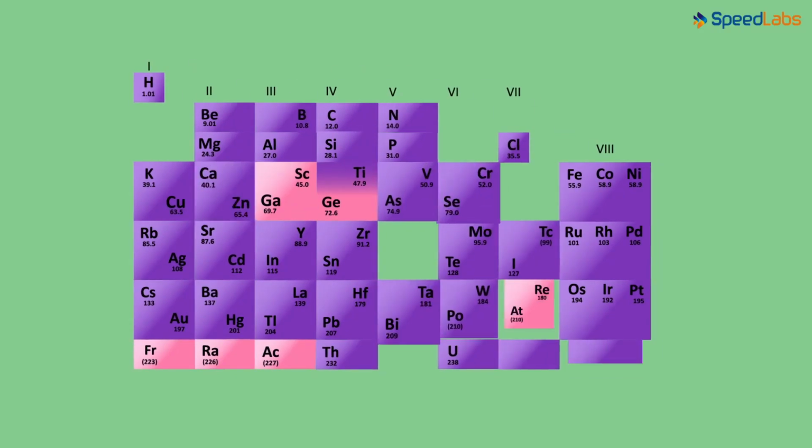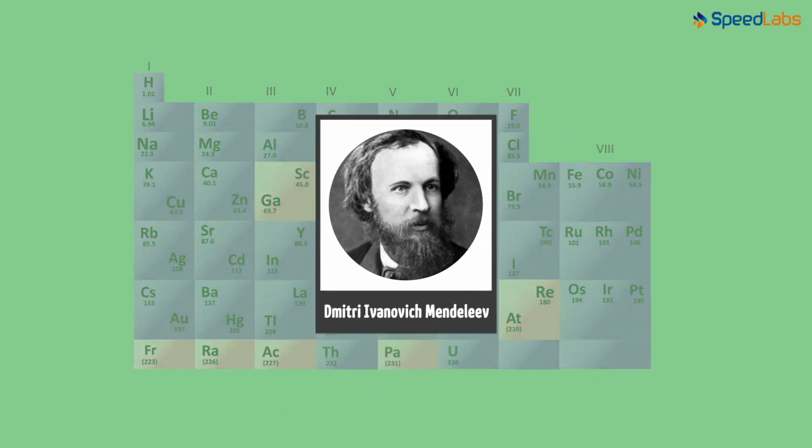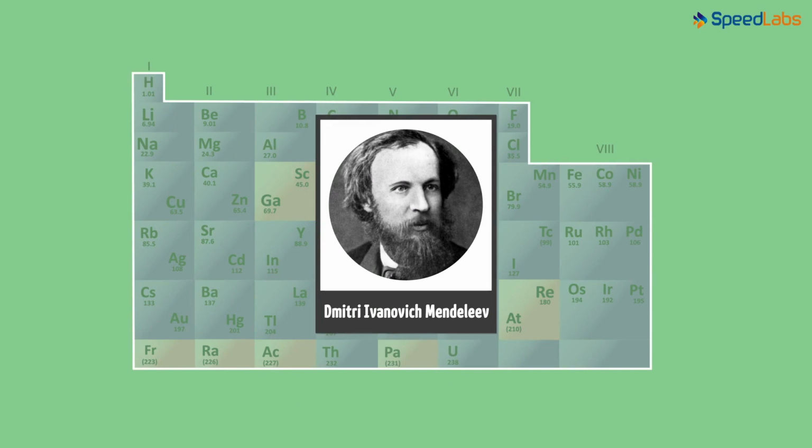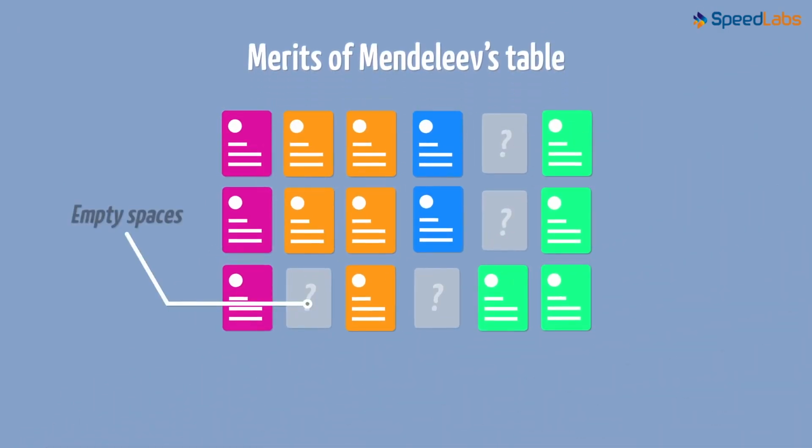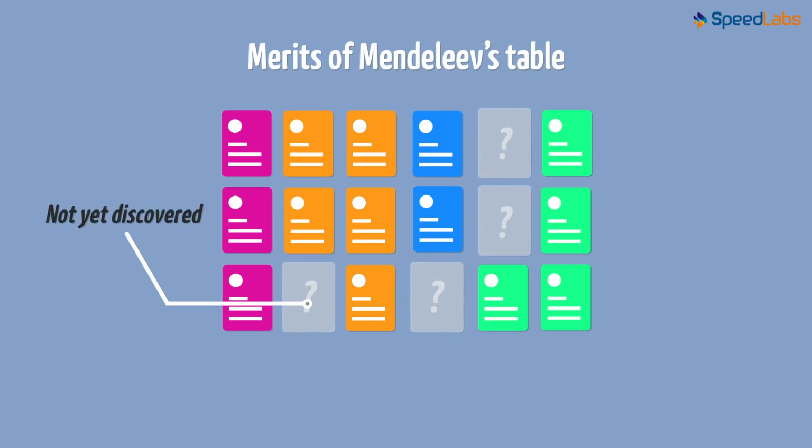In the previous video, we have seen how Mendeleev worked on arranging the various elements to give rise to a proper periodic table. In this video, let us discuss the merits of Mendeleev's table of elements in detail. One remarkable notation of the table was that it had empty spaces. That is, many positions were kept blank for elements that were not discovered at that time.